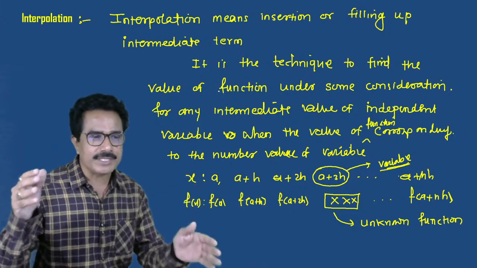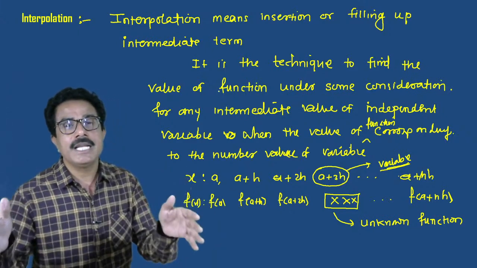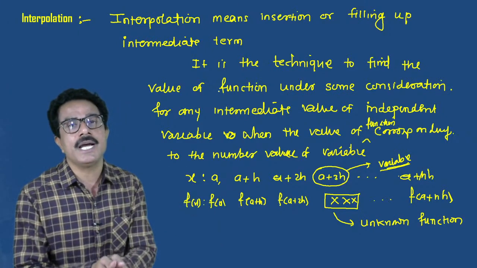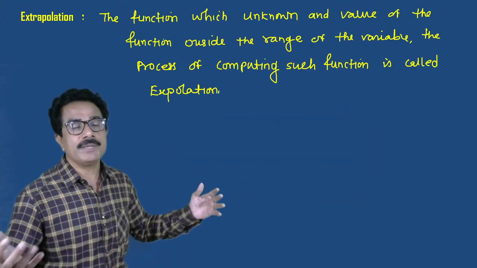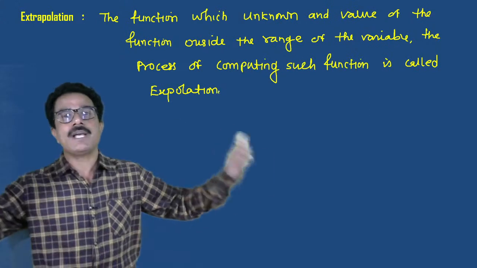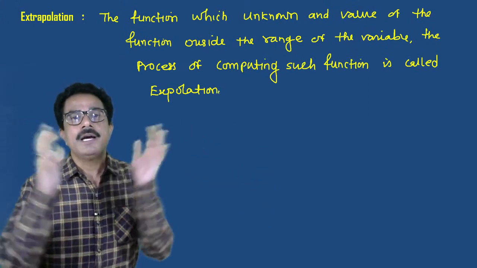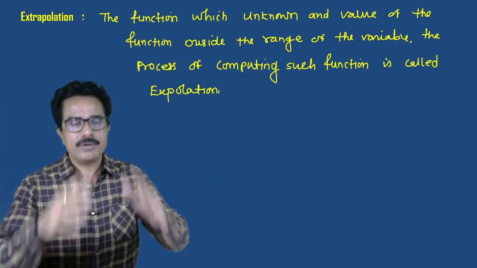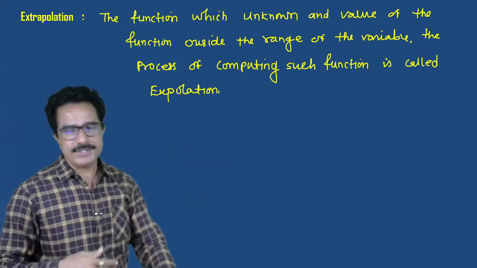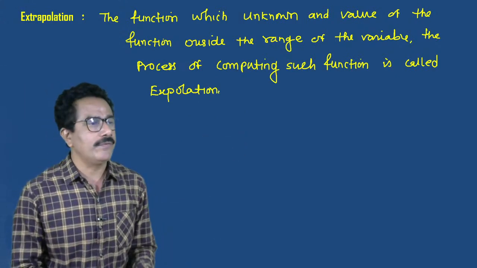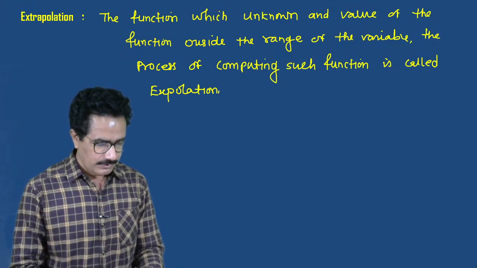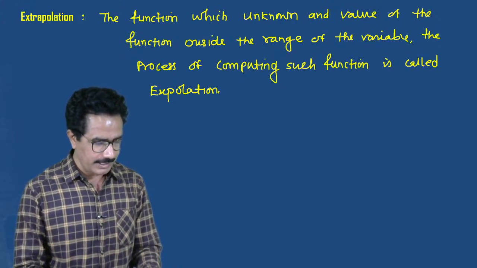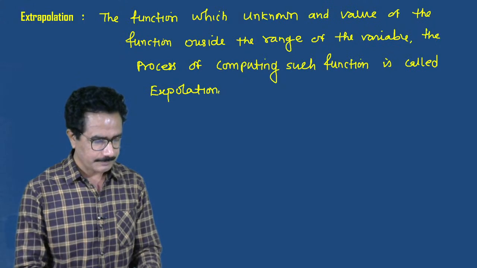If the unknown term is some term within the given range between the first and last, it is called interpolation. Extrapolation means that if the unknown term is out of the range, then the process is called extrapolation.